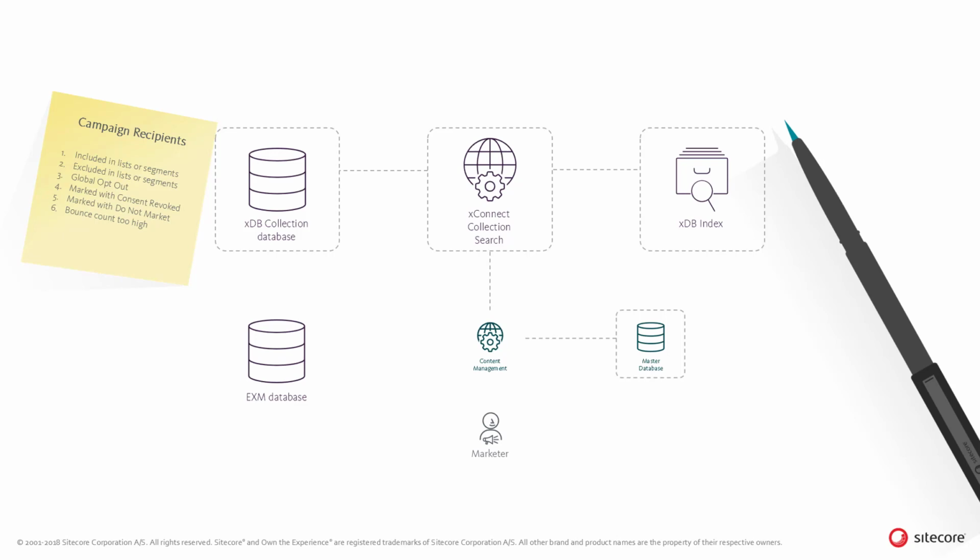Finally, xConnect will exclude any contacts where bounce counts are too high. This means that EXM has continuously received bounces on emails going to this contact. By removing these contacts, we can save any charges for sending to invalid email addresses. Once these contacts are received from xConnect by the content management role, the contact identifiers are queued in the EXM database.